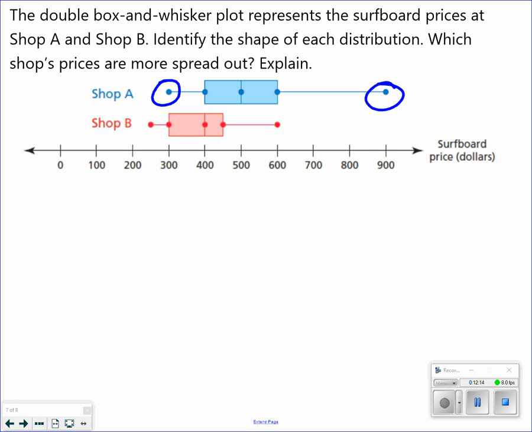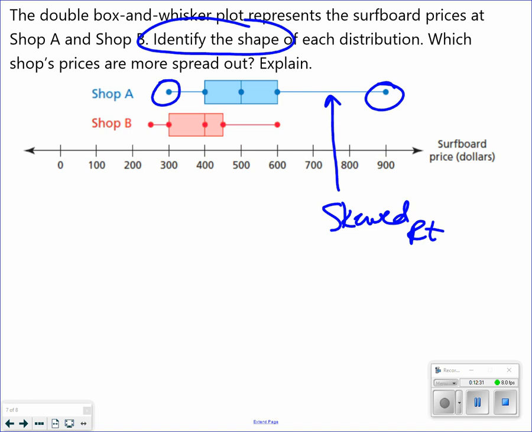Now, identify the shape. There it is. I was going to say, I thought it was in there. So now, what would you say about both shop A and shop B? The longer whisker is on the right-hand side. So I would say this one is definitely skewed to the right. Now, the second one is pretty close, okay? But I would definitely say the longer whisker is to the right again. And so again, I would say that both of these would be skewed right.